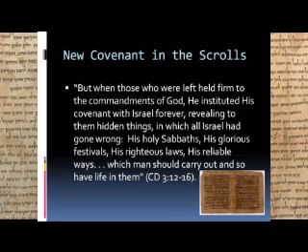Also in the Damascus Document, "But when those who were left held firm to the commandments of God, he instituted his covenant with Israel forever, revealing to them hidden things in which all Israel had gone wrong, his holy Sabbaths, his glorious festivals, his righteous laws, his reliable ways, which man should carry out and so have life in them."